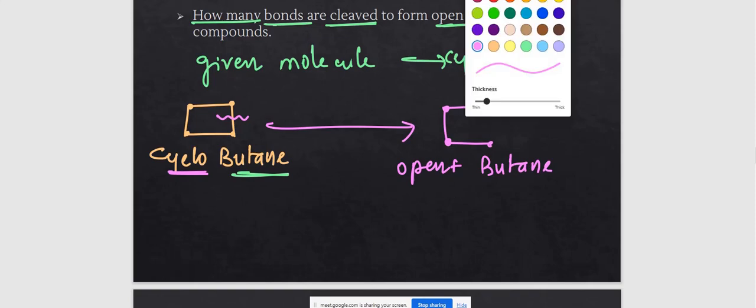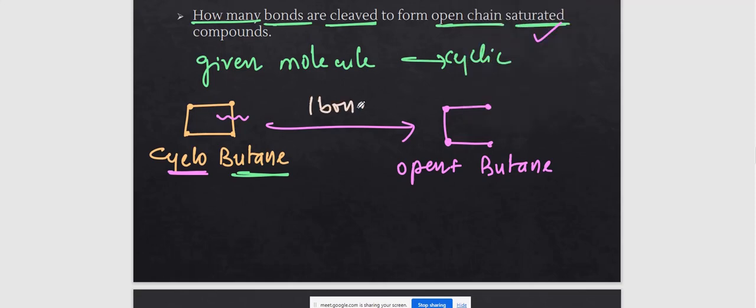Yes, ma'am. So in this case, how many bonds am I breaking? 1. So one bond is broken to make it an open chain saturated compound. So the double bond equivalent in this case is 1. Why is it so? Because you are breaking one bond. How many bonds are broken to convert a given molecule into an open chain saturated compound? That is your DBE. Yes, ma'am.